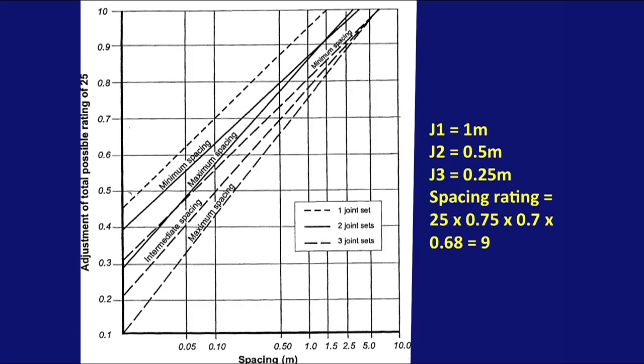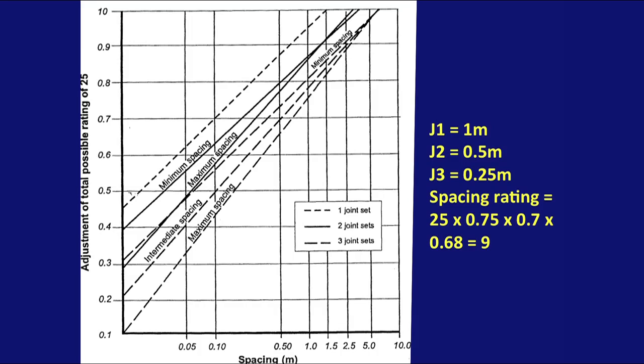To determine the value of those, you have to look at the next slide, and there you can determine the adjustments to the spacing value of 0.5. So for our jointed rock mass, we determined spacings of 1 meter, 0.5 and 0.25. So our maximum spacing is 1 meter.